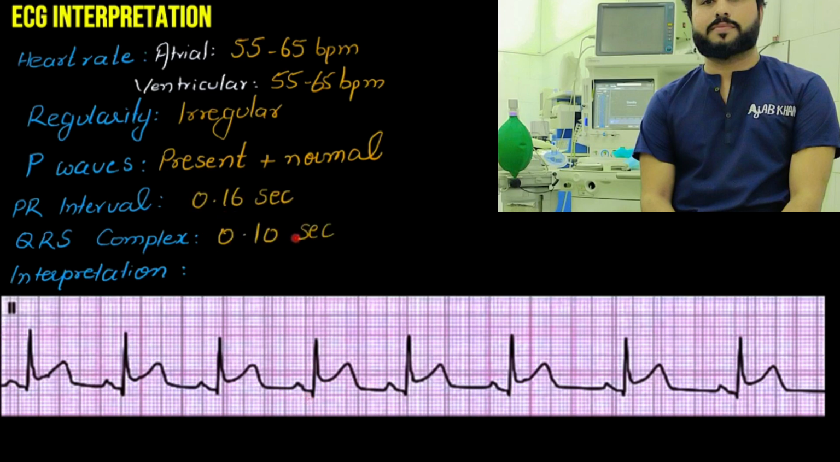4 multiplied by 0.04 is 0.16 seconds. If you want to go into detail of these rhythm calculations, I have discussed this rhythm calculation in detail in my previous video. You can check out the link given in the description below.